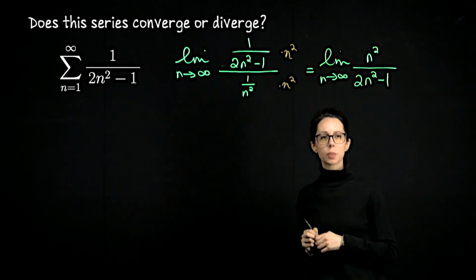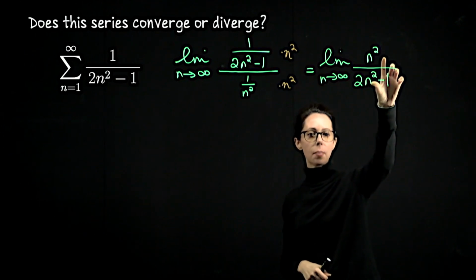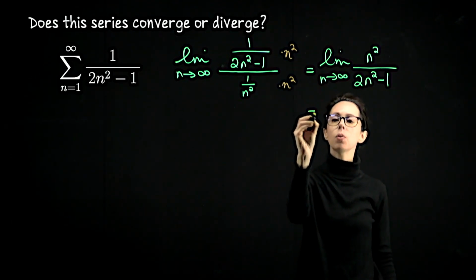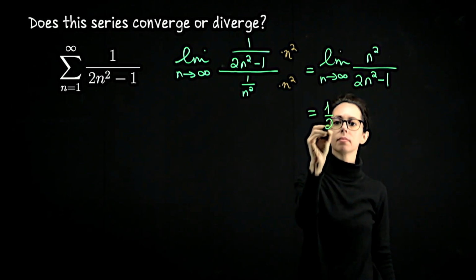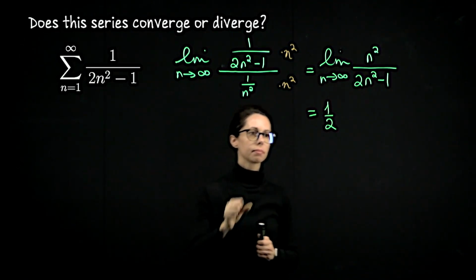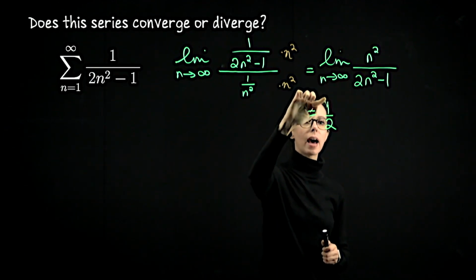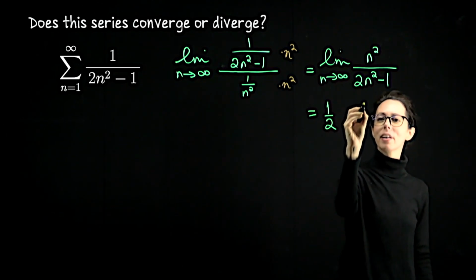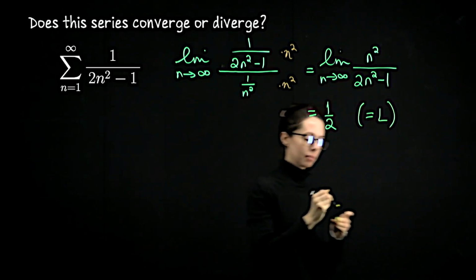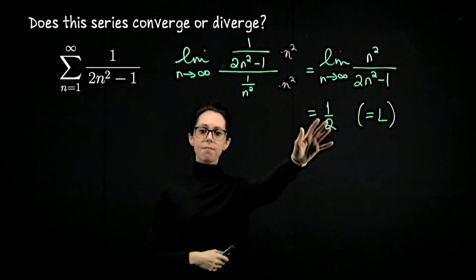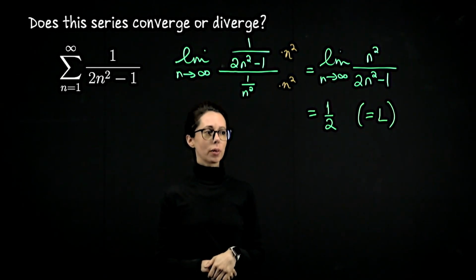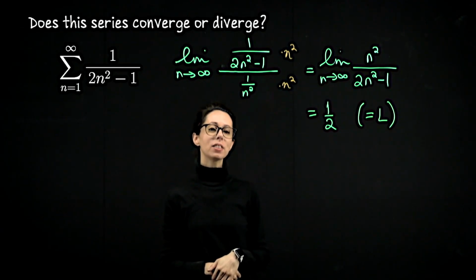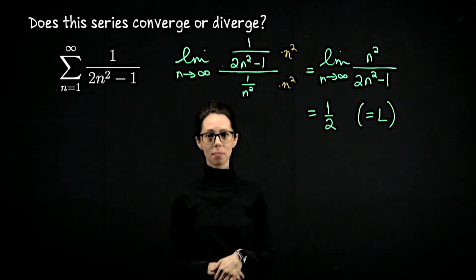This is a rational expression where the numerator and denominator have the same highest power. So the limit of this exists and equals 1/2. This number 1/2 is what we were calling L in the statement of the limit comparison test. So this is that number L. It's a finite positive number. So it's greater than 0, it's not infinity, it's a nice number. That means that these two series behave the same way.